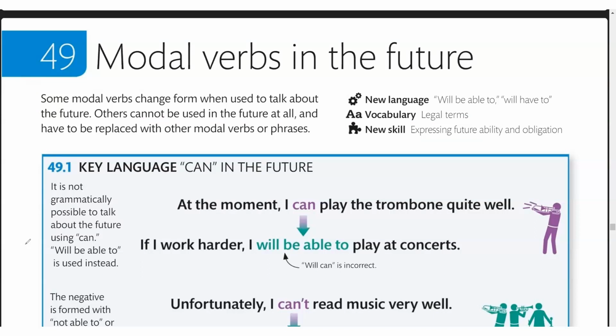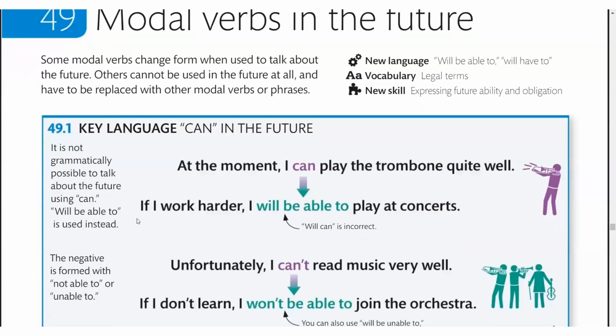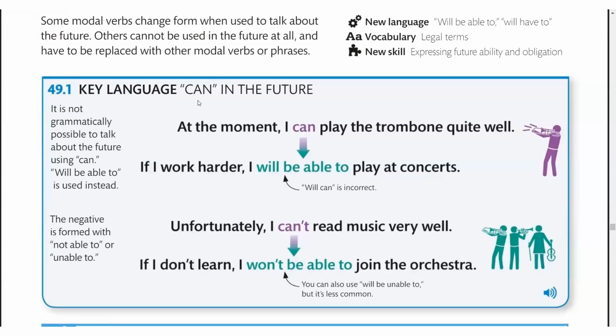So let's look at the key language so you understand what we are talking about. Can. Let's look at the word can in the future. Let's look at the first example. At the moment, I can play the trombone quite well. Let's look at the next example. If I work harder, I will be able to play at concerts. You have to know there is no such thing as will can. That is incorrect. You cannot say or write will can. So please take note of that.